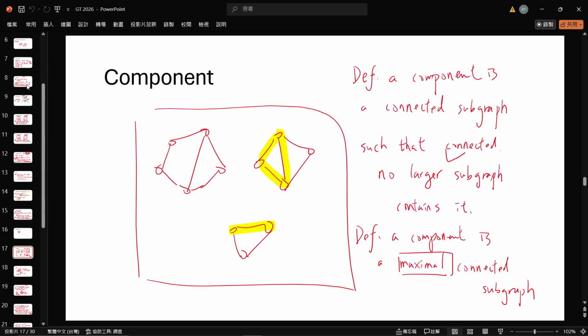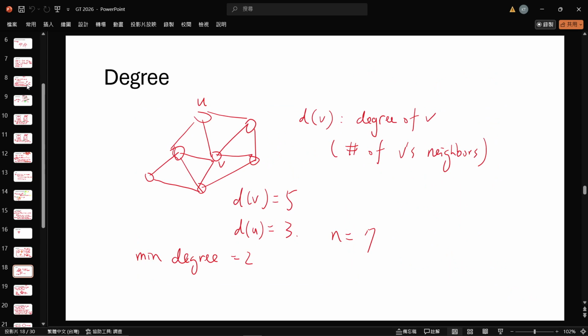And also a component. A component is a maximal connected subgraph. So in this graph, we have three components. And degrees are just the number of neighbors of a vertex. In this case, since U is adjacent to 3 vertices, U has a degree of 3.